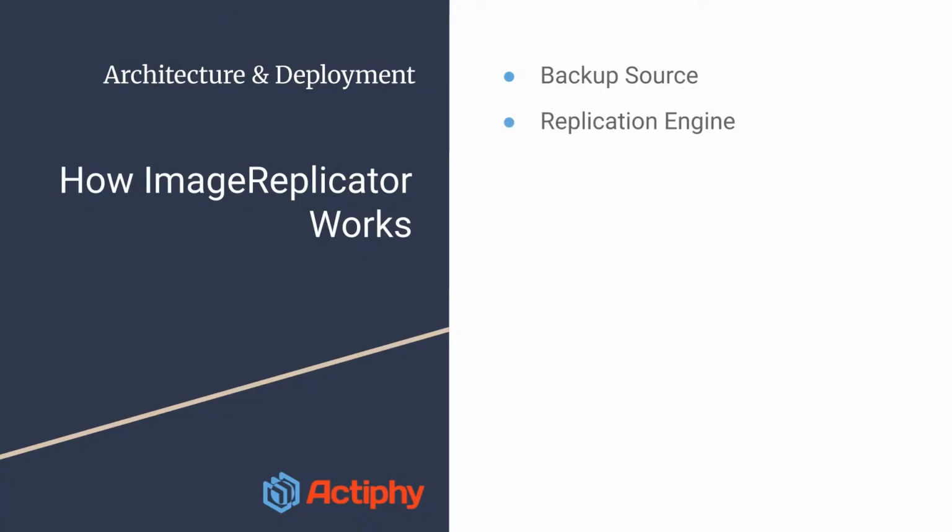Once backup images are available, ImageReplicator automatically processes them based on the replication schedule and rules you've configured. It handles replication without manual intervention, ensuring backup copies remain current and available.